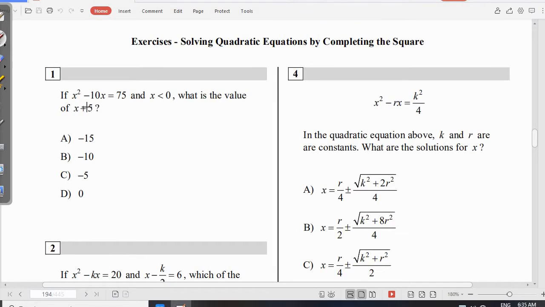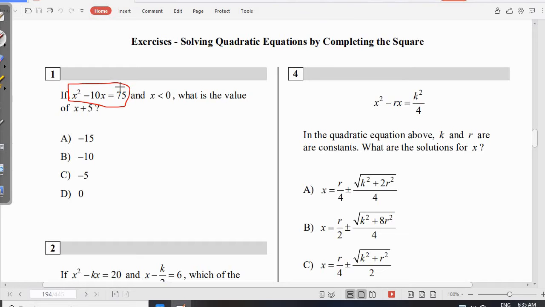The very first step involves arrangement. You arrange the equation into this format. Ensure whatever quadratic equation you are given, you arrange it in this format. So you have x squared minus 10x equal to whatever the constant is.